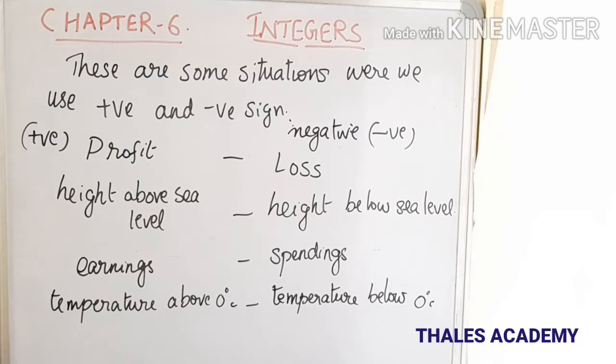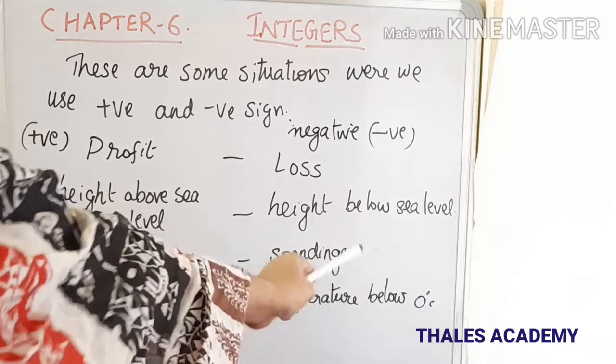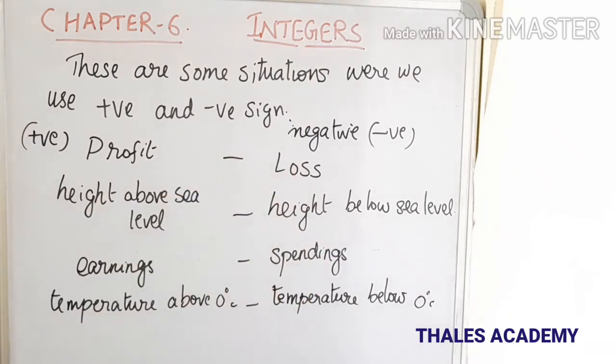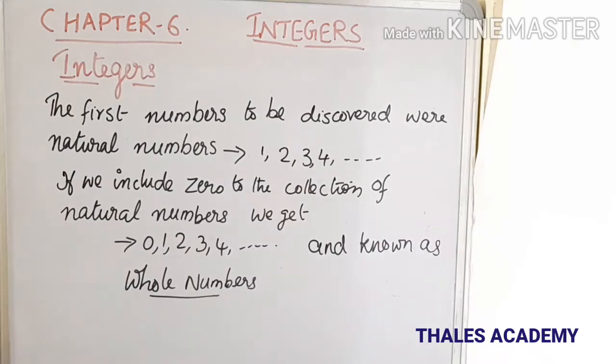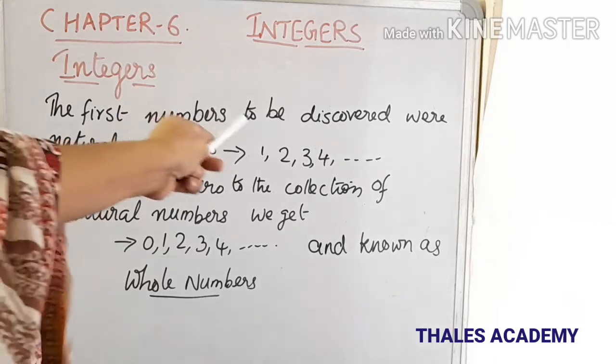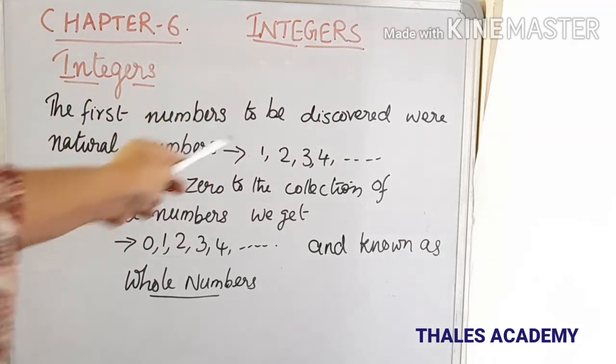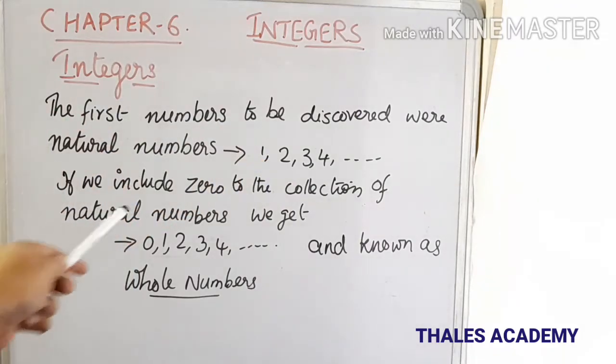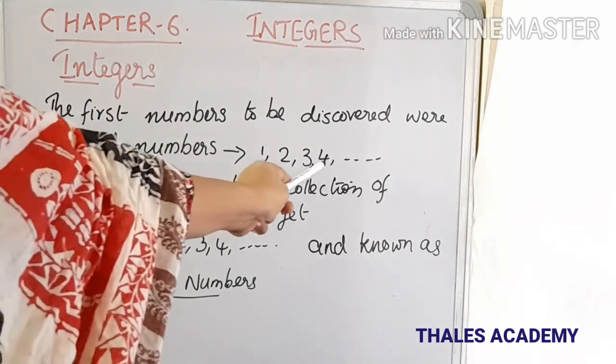The temperature above 0 degrees centigrade is denoted by a positive sign, whereas the temperature below 0 degrees centigrade is represented by a negative number. Now let us learn about integers. The first numbers to be discovered were natural numbers, that is 1, 2, 3, 4, etc.